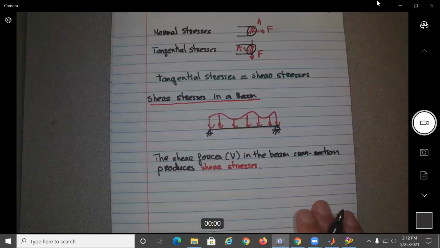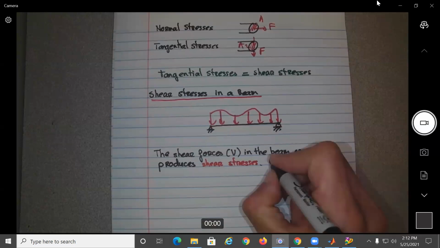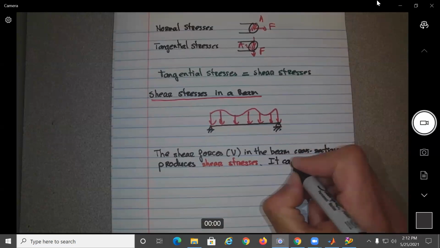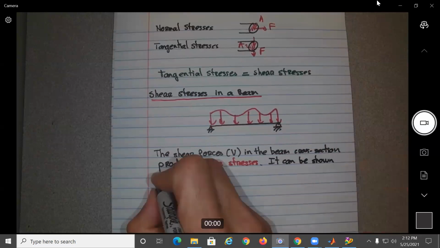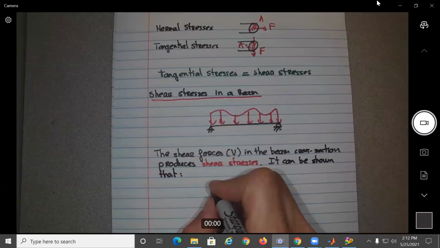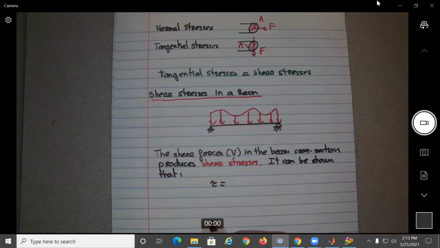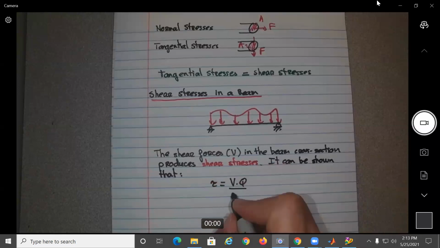So I'm not going to do the derivation. Again, that should be from solids. And anyway, if I give you the derivation, you might understand it the way I do it, but you're never going to redo it. So it can be shown that the shear stress equation, and I hope you kind of remember this one, is V times Q divided by I times T.